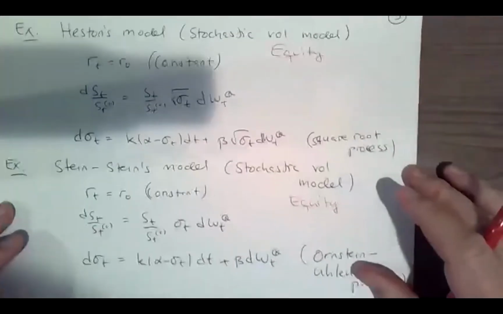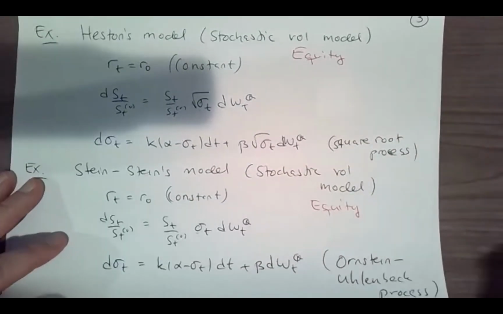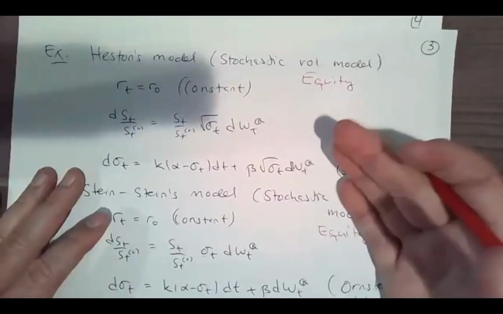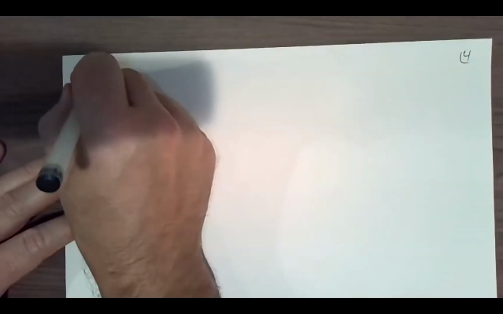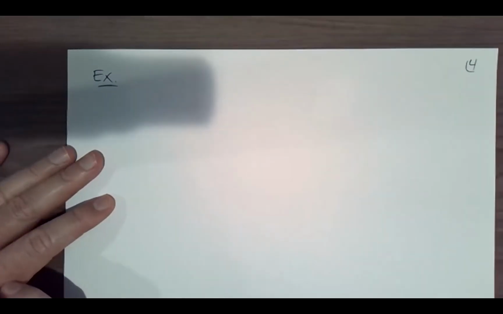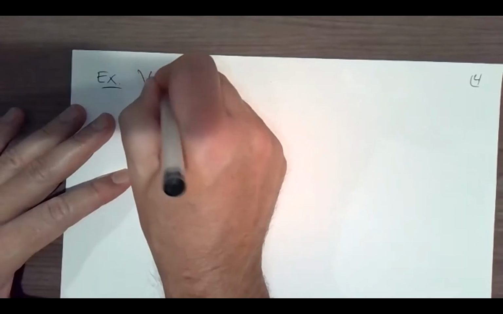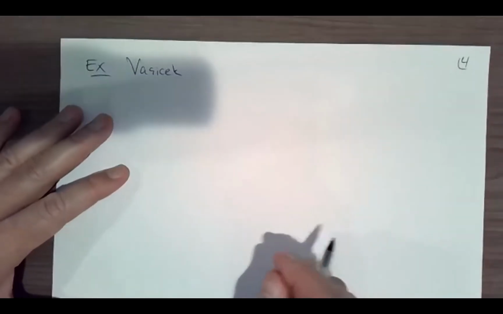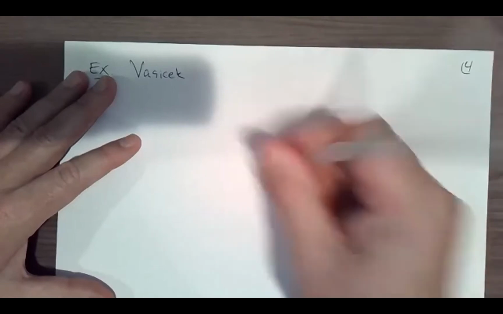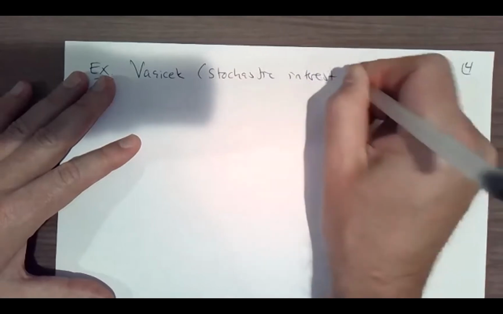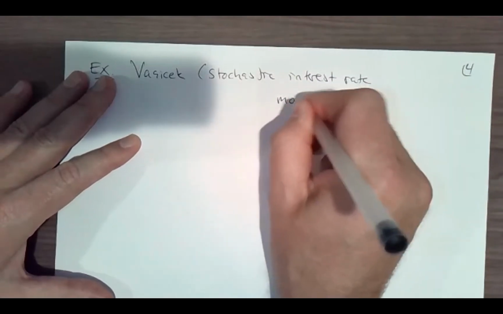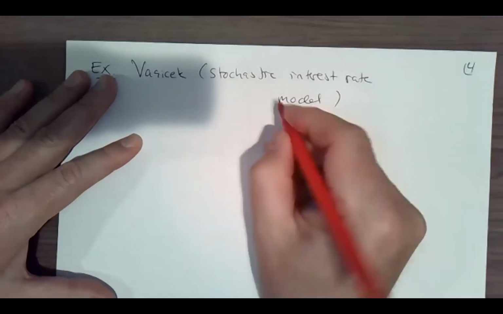More questions? So the last class, this is focused on equity, right? Because the interest rates are constants. If we move into fixed income models, then the most famous one there will be Vasicek. So this is a fixed income model. This is a stochastic interest rate model. Right, so now we're talking about fixed income.